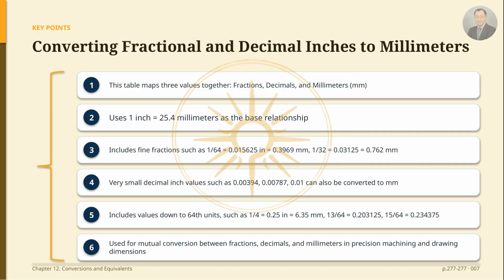This slide is a conversion table that maps fractional inches, decimal inches, and millimeters to one another. It is based on the fundamental relationship that 1 inch equals 25.4 millimeters. For example, 1/4 inch is 0.25 inches, or 6.35 millimeters, and the table includes detailed values down to fine fractional units, like 1/64 inch. When performing precision machining or drawing dimension work, please use this table to quickly identify and convert values between fractions, decimals, and millimeters.